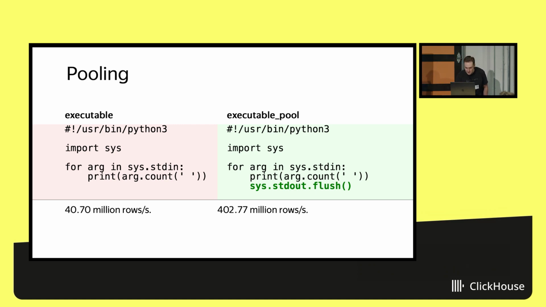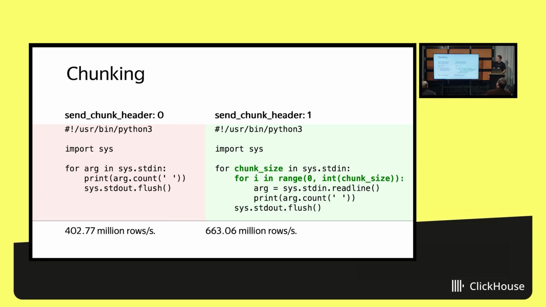And the only difference, we have to flush the output to avoid buffering. Otherwise, the other end of the pipe will just wait for the records to appear, and it could wait for a long time. And it is 10 times faster. So maybe Python is not as slow as we used to think, but it is still less than 1 billion. Let's take a look at another optimization.